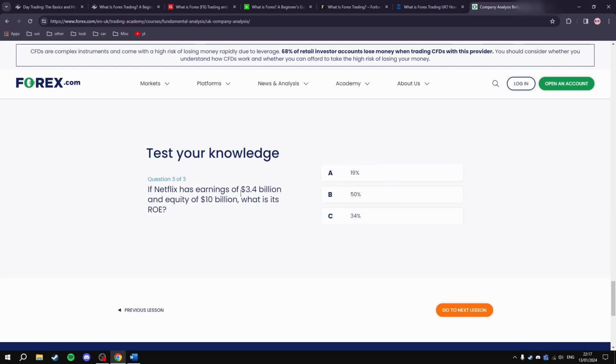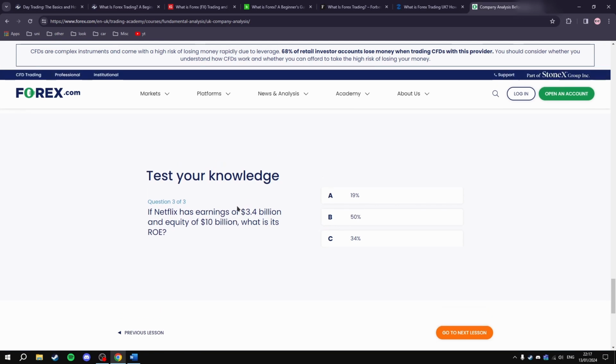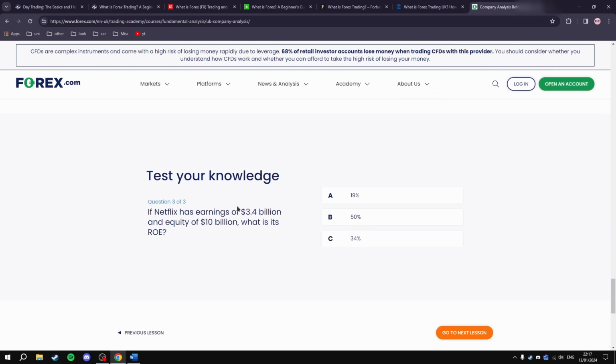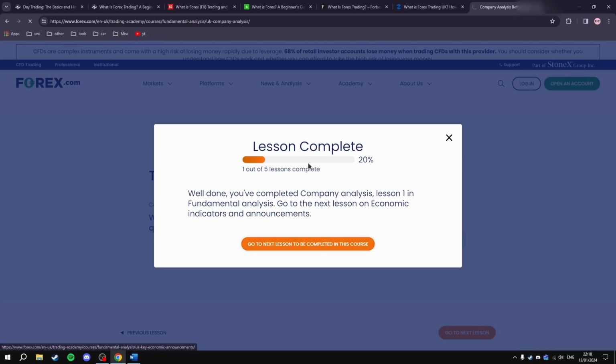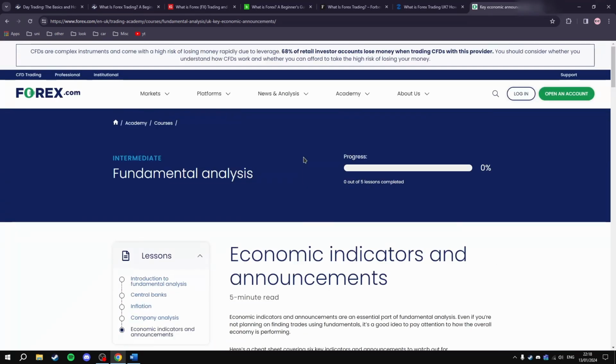If Netflix has earnings of 3.4 billion and equity of 10 billion, what is its return on equity? It is a percentage, isn't it? So 34%, because it's 3.4 divided by 10.